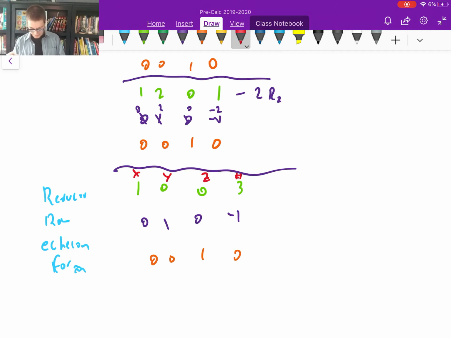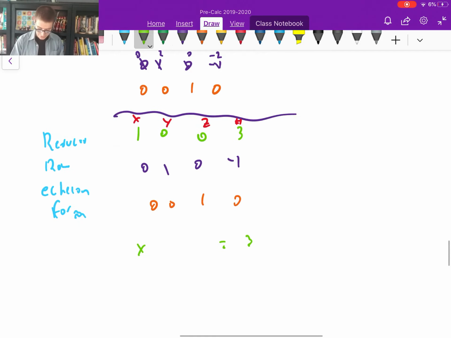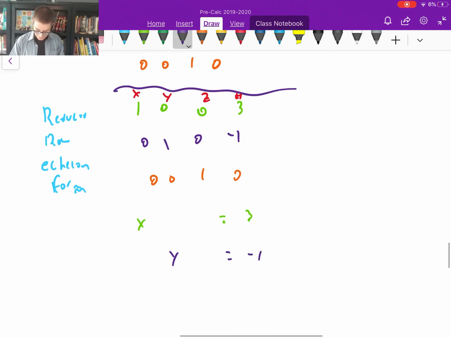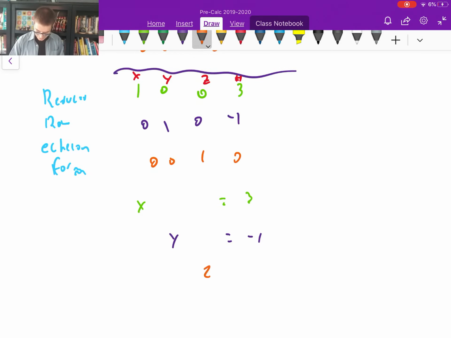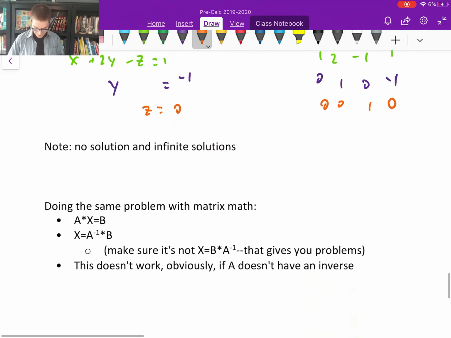And then for the 1 here, it represents x. If you were to turn this back into an equation, you would have x equals 3, or 1x equals 3. We'd have 1y equals negative 1, and then we'd have 1z equals 0. So x equals 3, y equals -1, and z equals 0. And that's our answer. We found the solution by finding reduced row echelon form. Okay. So that's that form, and that's how to find reduced row echelon form.